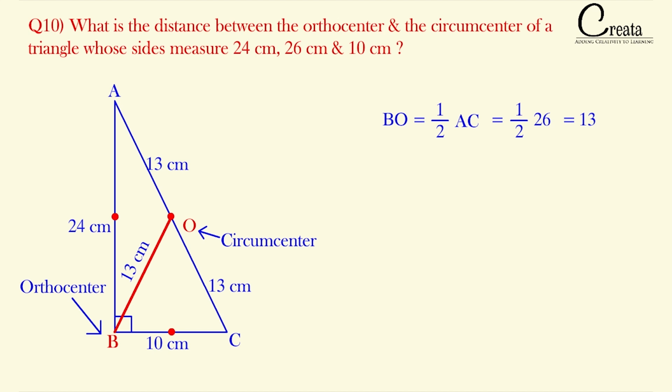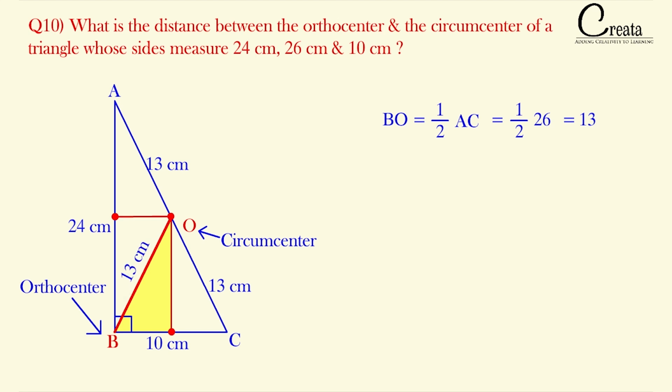Okay, this is the first approach that we have seen. Now we will see 2 more different approaches to solve the question. In this figure, are you able to visualize the 2 right angle triangle? These are the 2 right angle triangle. If we apply the Pythagoras in both of these triangles, we can get the distance between the orthocenter and the circumcenter. Let's take this triangle.